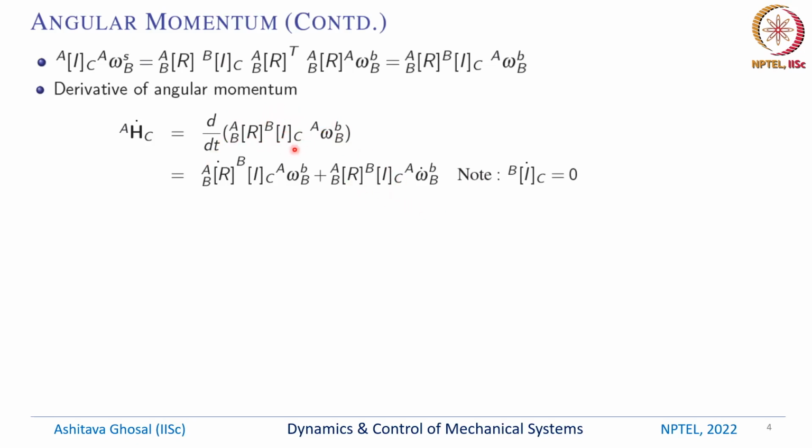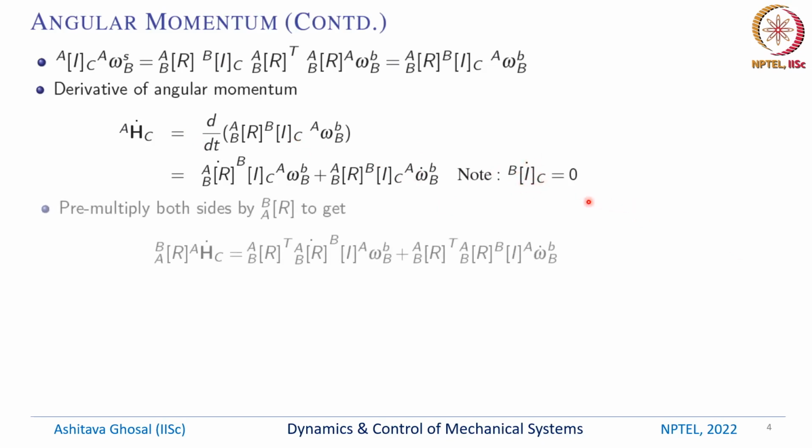So in the body fixed coordinate system, the inertia does not change. Okay, so if you are sitting on the body and you see these components of inertia, they are not changing with time. So hence the BIC dot, the derivative of this, is 0.